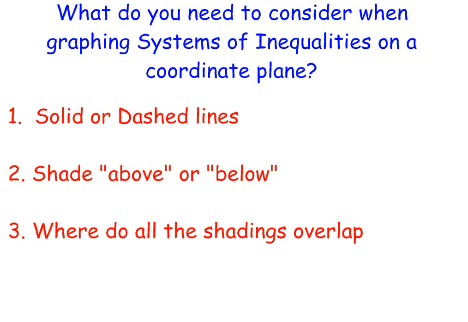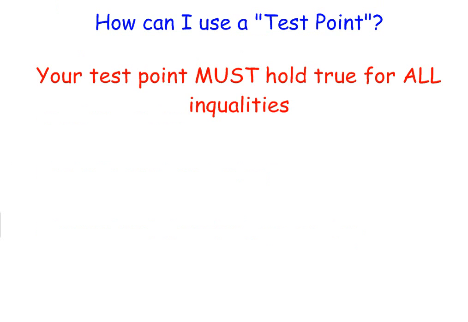So what do we need to consider? Now that we're graphing a system in a coordinate plane, again, we need to look if it's going to be a solid or dashed line or absolute value, if we're shading quote-unquote above or below. And now that we're graphing more than one line or absolute value on the same coordinate plane, which makes it a system, we need to actually look at where all the shadings overlap. That is going to be where the solution is, all the points that if substituted back into any of our individual equations will make the statement true.